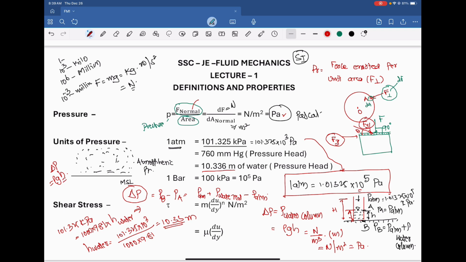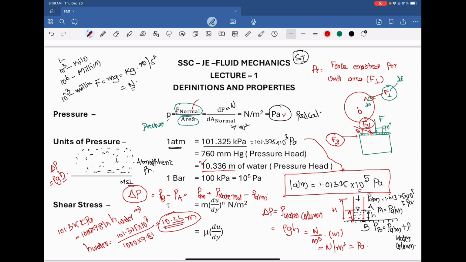When you want to convert one atmospheric pressure into pressure head units, pressure can be expressed either in pascals or in pressure head. How can it be in pressure heads? Because rho is constant and g is constant, both are constants, we can convert into pressure head. When we convert into pressure head, this will be 10.336 meters of water, if water is used.